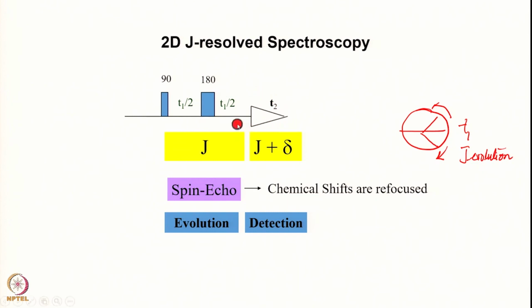In the T2 period I have done nothing. I am collecting the data as if it is a normal one dimensional spectrum. A one dimensional spectrum has both chemical shift and the coupling constant. Therefore, I have J plus delta, both pieces of information present during the detection period. So during the spin echo, the T1 period, I only have J, and during the detection period I have both J plus delta. Therefore, this experiment is called J resolved spectroscopy.